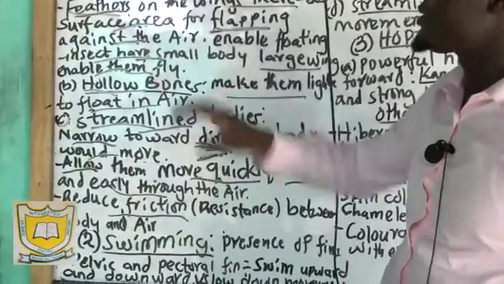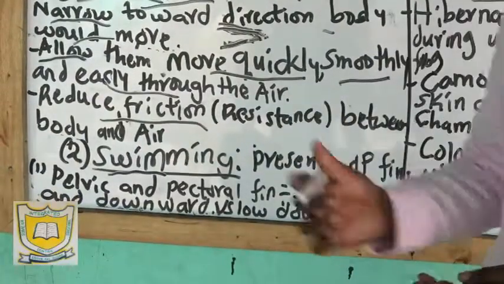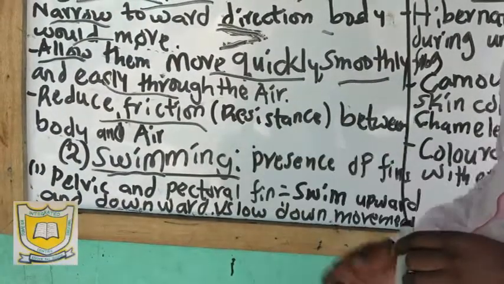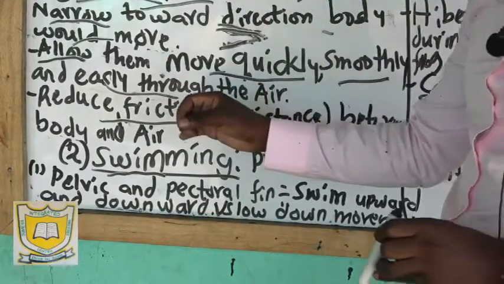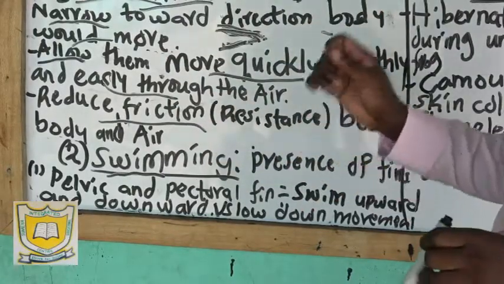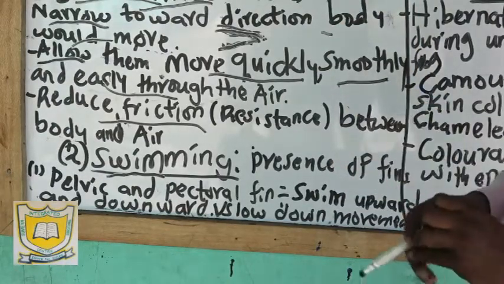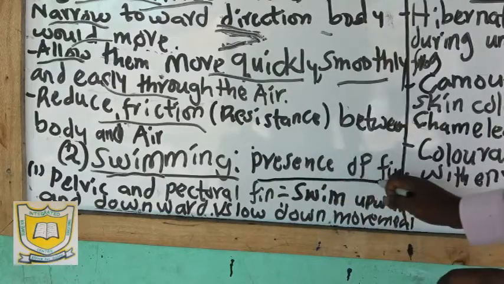Now that is all about animals that fly. We move to those animals that swim. What are the adaptations of these animals that swim? A good example of these animals that swim is the fish. When you have a fish, the first adaptation that you have to note is the presence of fins.